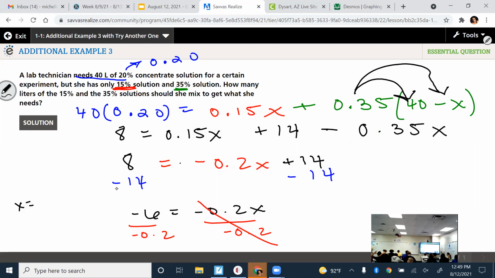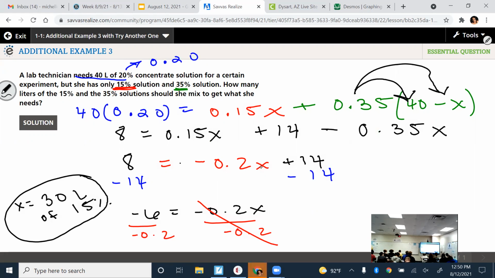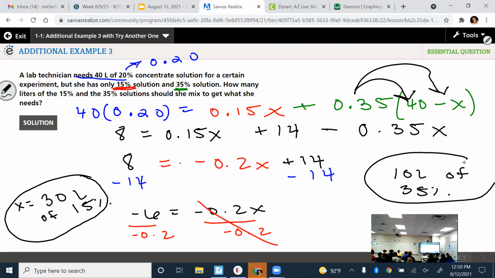What is it? Positive 30. That sounds correct. So it's 30 liters of what solution? Of the 15% solution. If I have 40 total that I need, how many liters of the other solution? So 10 liters of the 35% solution. Question? That's 10 liters, not 102.